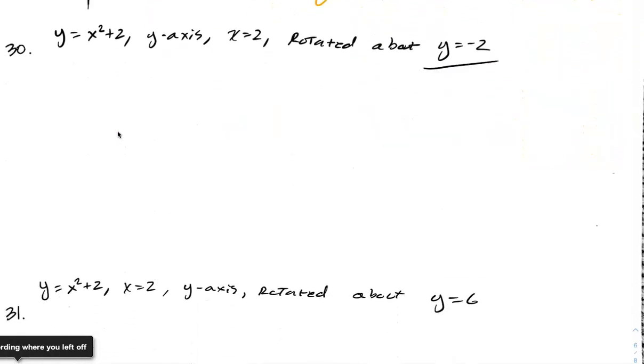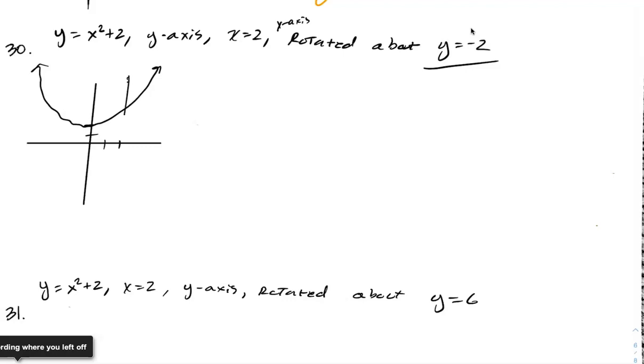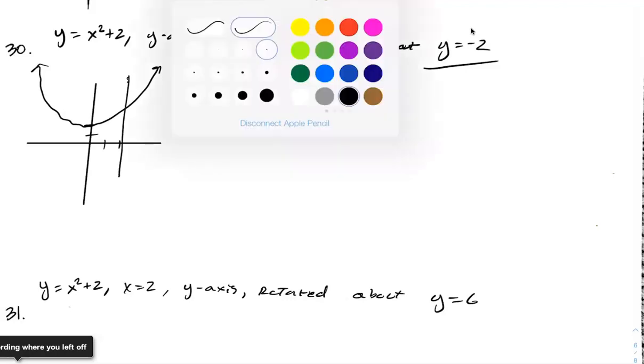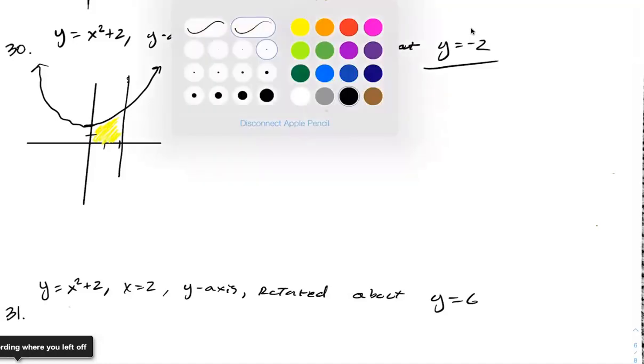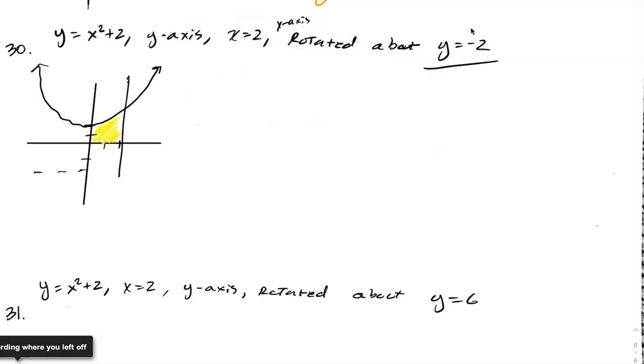Okay, then we start to get a little real again. So y equals x squared plus 2, staying y-axis, x equals 2. Actually, I'll probably say the x-axis is also in play here. We're going to rotate it about y equals negative 2. So that's important. So let's draw it. There we go. So 1, 2, kind of like this. And then x equals 2. So like that. So that's the little region we want, because y-axis and x-axis. So I want this little region right here. And now I'm going to rotate that region about y equals negative 2. So we're going to spin it across this guy.